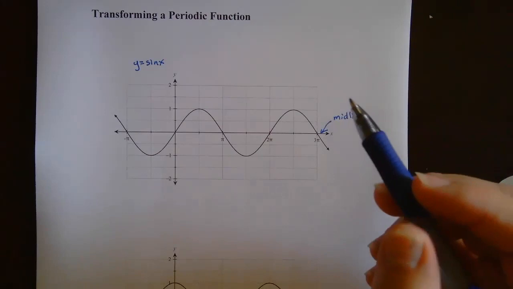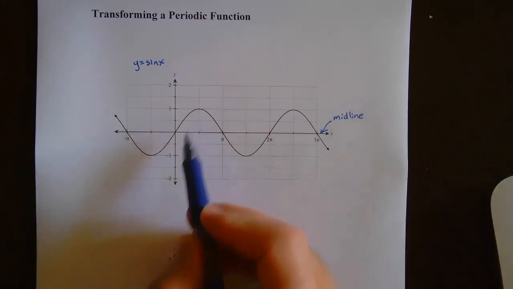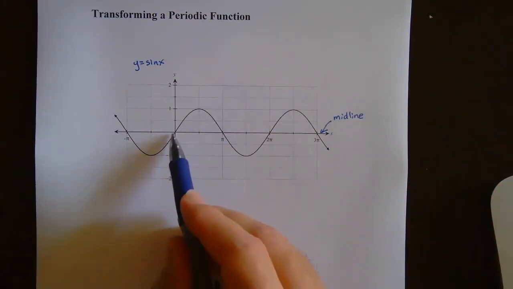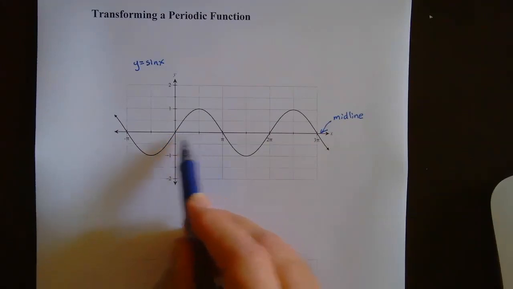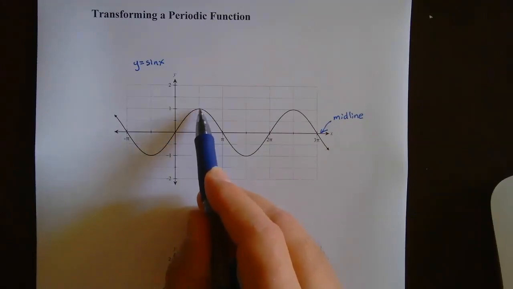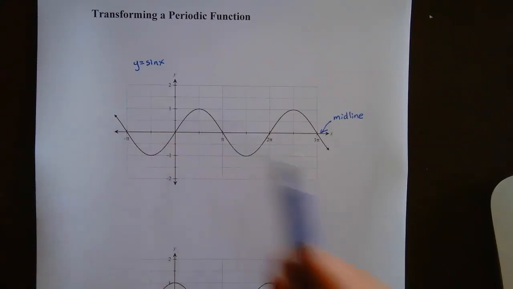And then we can shift it left or right. If we shift it left or right, this point right here, you're going to see move to the right or left. And you're going to see this max. This is the one we're going to use. We're going to use this max, and you're going to see it move left or right.